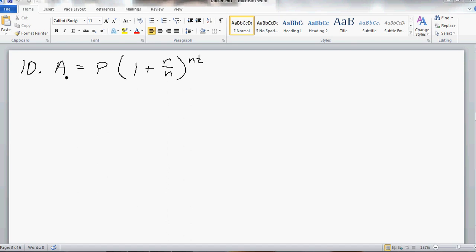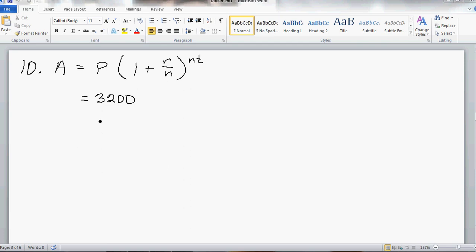Where A just represents the final amount that we're going to end up with. P is the principal, how much did we originally put in. R is the interest rate in a decimal. N represents how many times we compound it per year. So quarterly is 4 times, monthly is 12, and so on and so forth. And t would represent the number of years. So in this particular problem, we're asking how long will it take a $3,200 investment.